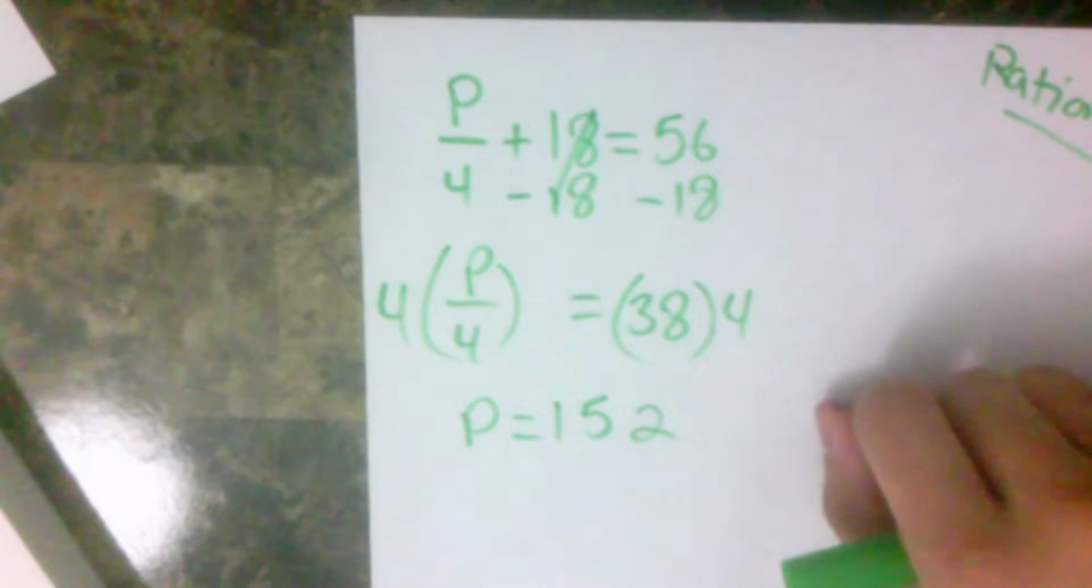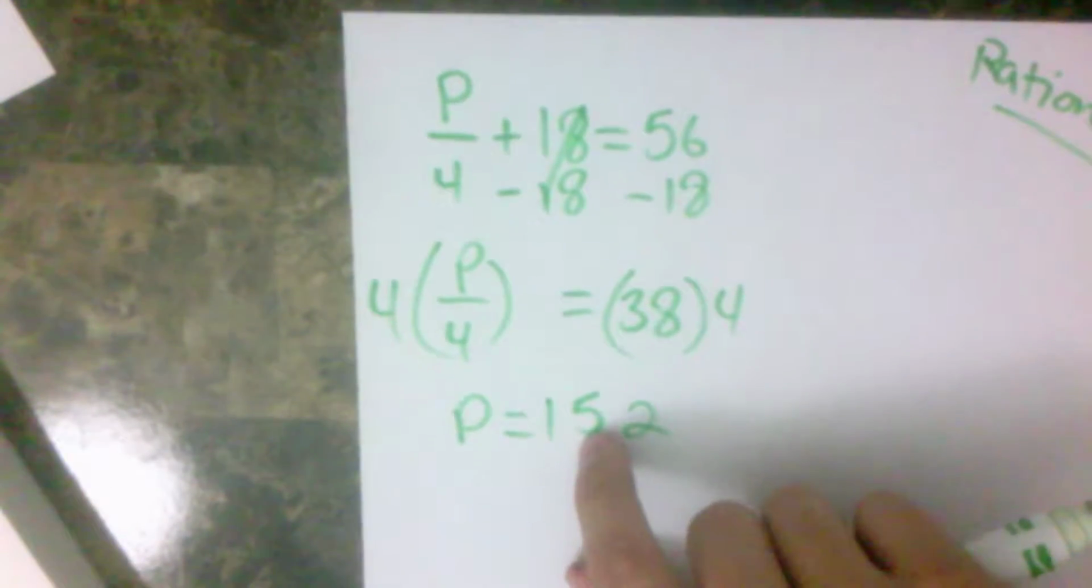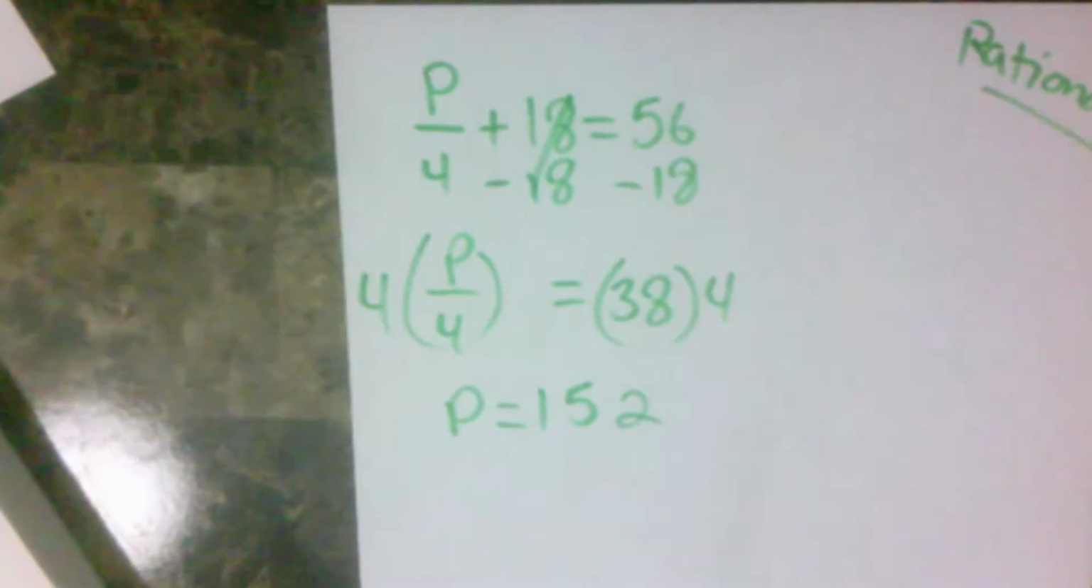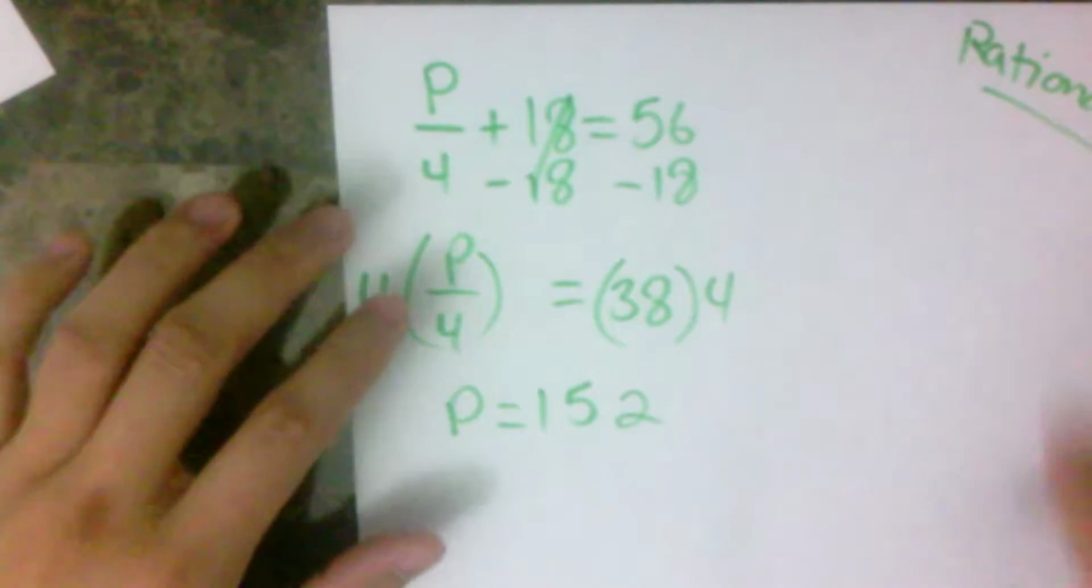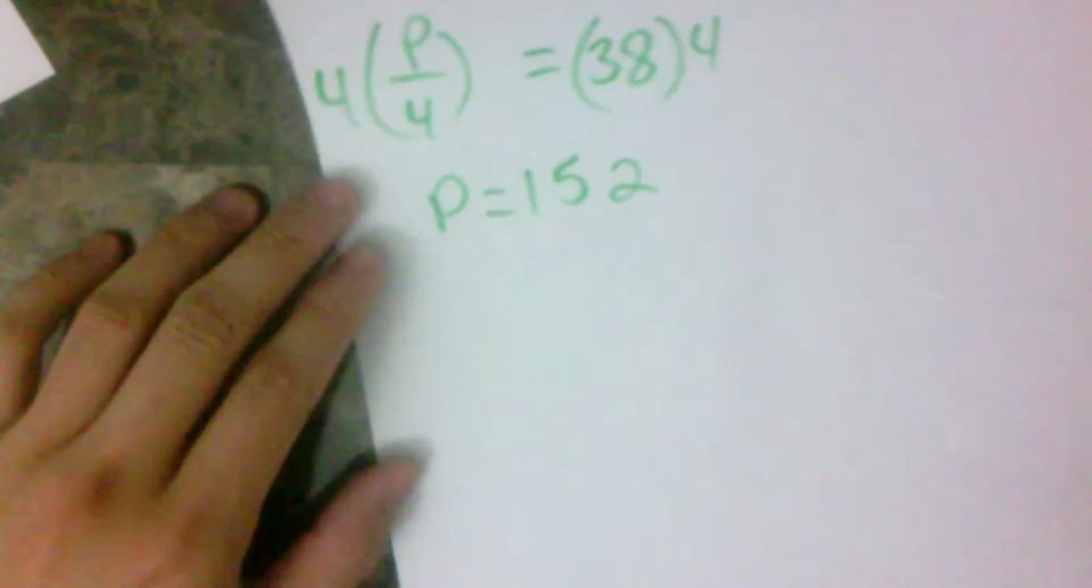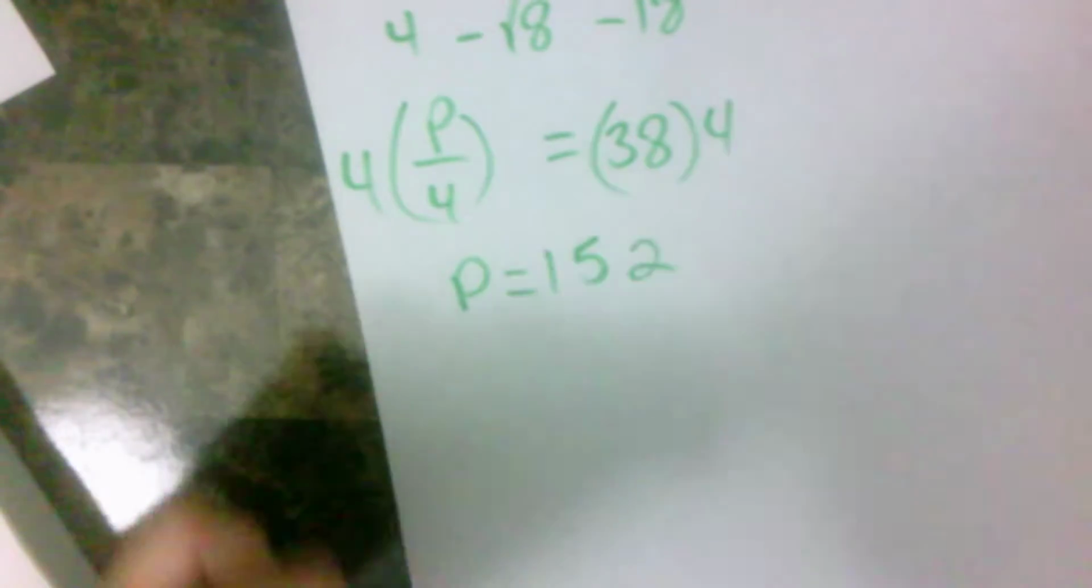On the test, you will get questions like that. That is the most basic of rational equations. But let's go one step harder. You'll also receive questions that look like the following. Let's go ahead and do this one in black.